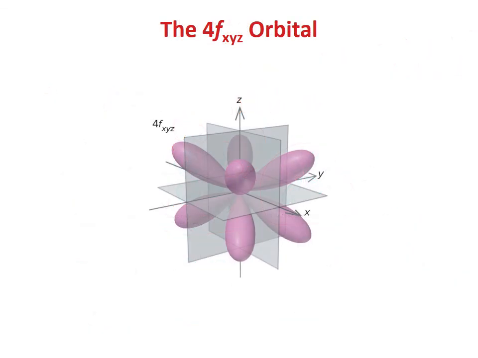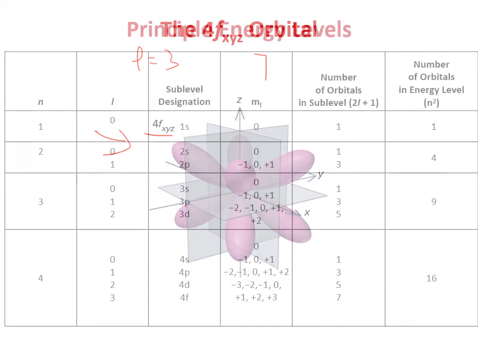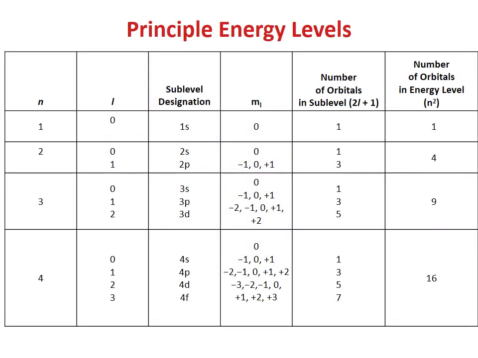When L equals 3, the orbital is called F orbital. And when L equals 3, there are 7 M possible orientations. This diagram shows one of the 7 orbitals, called 7fxyz. This table summarizes the quantum numbers n, l, m, the names of the orbitals, and the number of the orbitals.